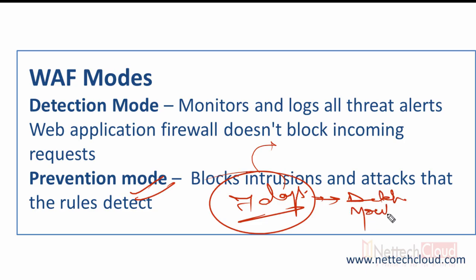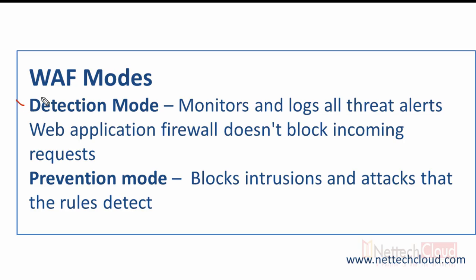Detection means monitoring. In F5 we call it transparent, and then after that we should change the mode to protection or prevention mode, right? So in Azure, we call it detection and prevention mode. In other web application firewalls, you may find protection mode, and instead of detection, maybe monitoring or transparent or logging mode, right? It depends whether you are working on F5 WAF or FortiWAF, that is a Fortinet product, and there are some other vendors also, right?